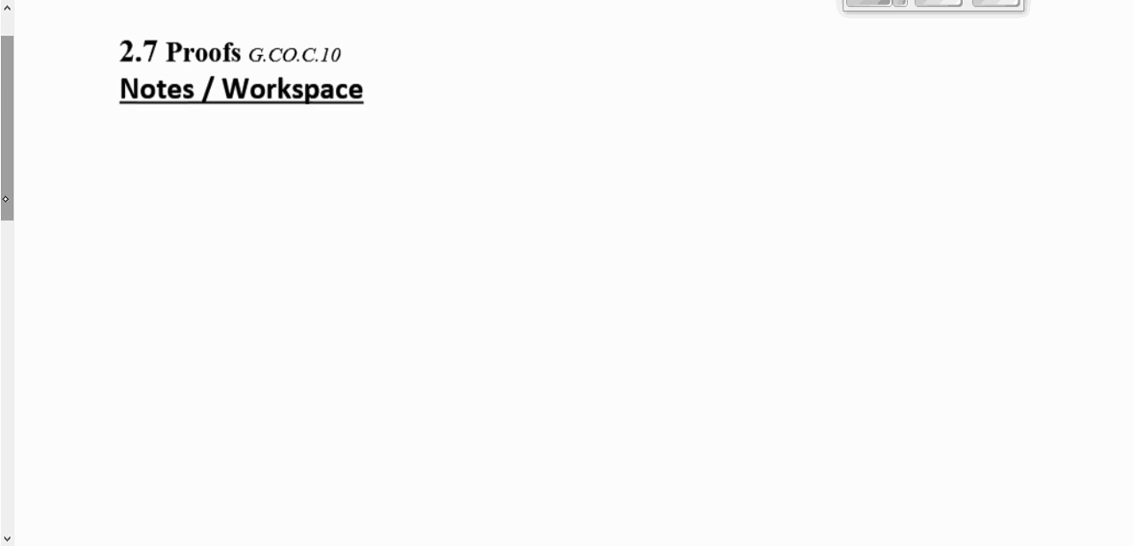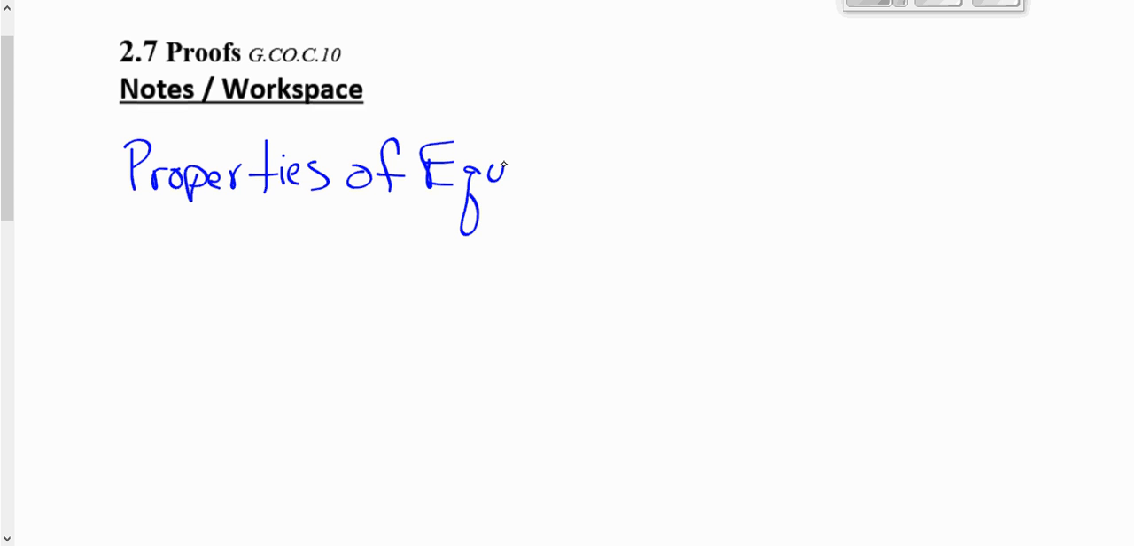Okay, so you guys probably have heard about properties of equality, right? Like if you add the same thing to both sides of the equation or subtract from both sides, isn't that a property of equality? Doing the same thing on both sides of the equal sign, right? So we have certain properties of equality, or abbreviated like this, POE.